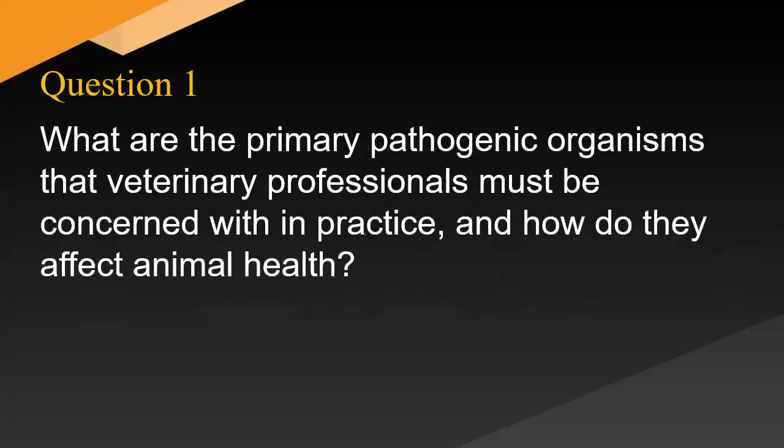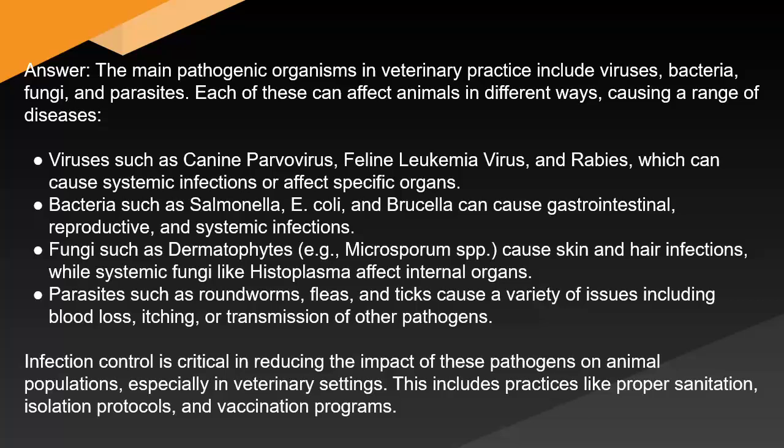What are the primary pathogenic organisms that veterinary professionals must be concerned with in practice, and how do they affect animal health? Answer: the main pathogenic organisms in veterinary practice include viruses, bacteria, fungi, and parasites. Each of these can affect animals in different ways, causing a range of diseases.